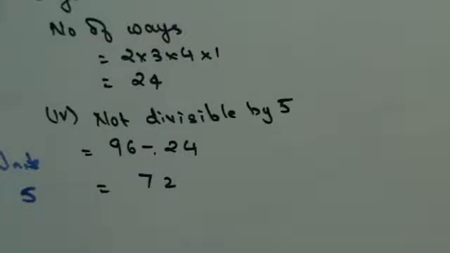In how many ways can 3 books of economics, 2 books of geography, and 4 books of history be arranged on the shelf so that, first part of the question, all the books of the same subject are together.